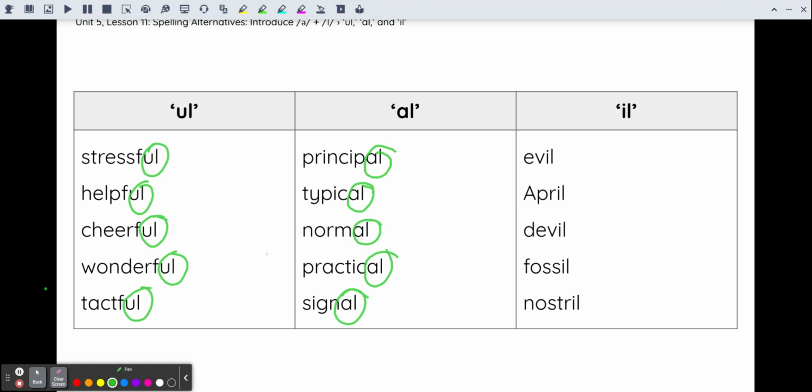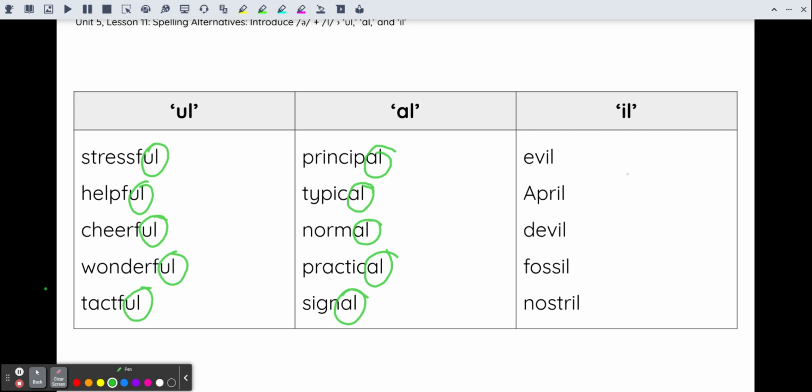The third spelling for all is IL, as in pencil. You have not yet learned that I can stand for ah. Although the I spelling for ah is less common, it is still a sound you should know, as it is used in some useful words you will read. So let's read our words for IL saying oh. Ready, go. Evil, April, devil, fossil, nostril.